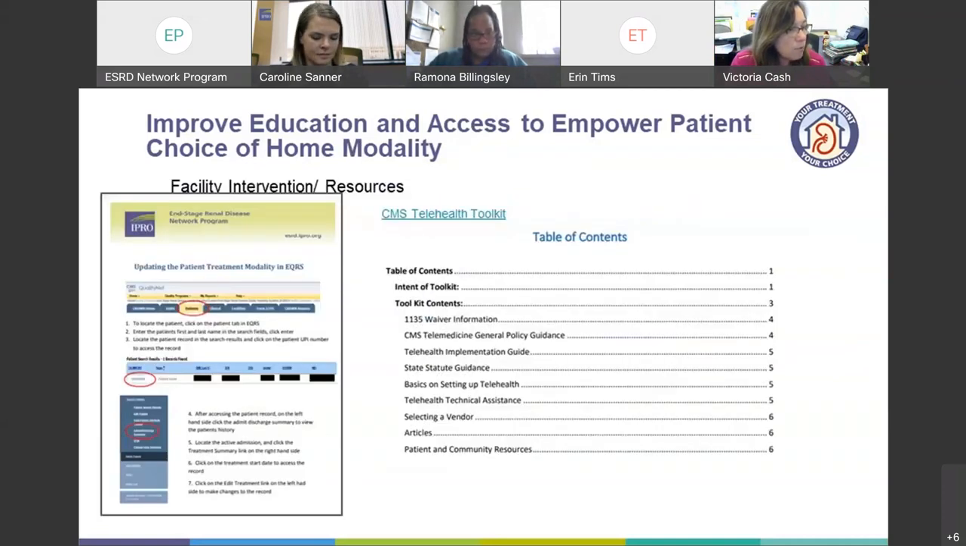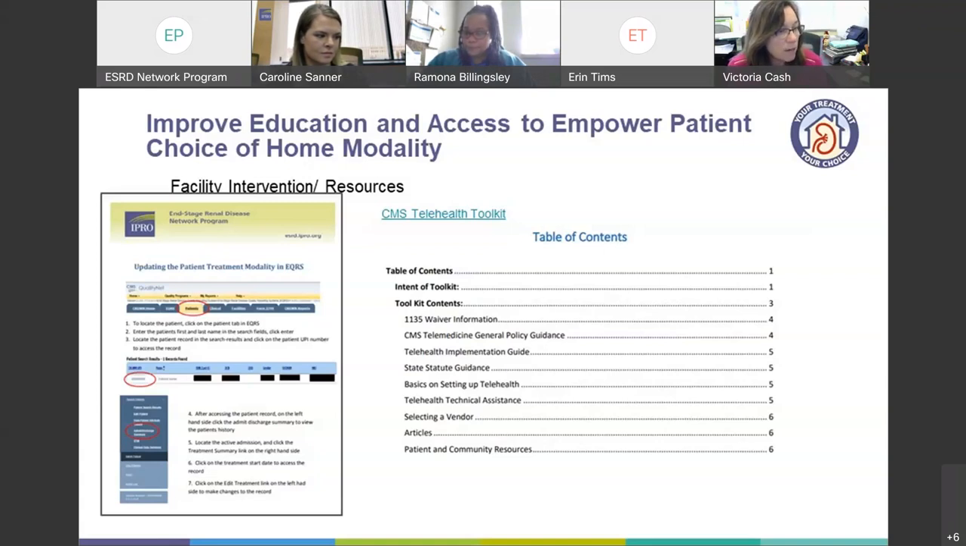So what we've done along the way, of course, is we've optimized the NCC change packet, which Carolyn featured on her slides. We have a similar one for home. But one of the things that we really want to make sure everybody understands is how to document your patients in the EQRS system. Many times we find people don't switch settings. They forget to permanently move the patient to a home setting, and therefore they don't get counted for their great work. So we do spend a lot of time trying to educate and teach on what you need to do to change and capture the right modality for the patients.